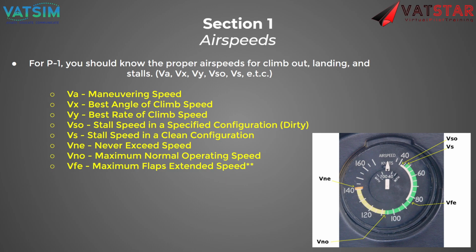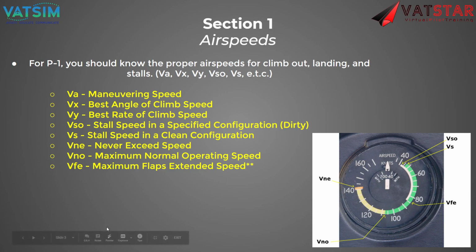Vx is velocity x, and that's the best angle of climb speed. You'd use that when you're taking off out of a short field, and that gets you the greatest climb over the shortest distance. VY is something you just use as a normal climb out of a regular runway. That's the best rate of climb speed, and that gives you the most altitude over a period of time. VSO is the stall speed in a specified configuration. We could say landing configuration. VS is the stall speed in a clean configuration. VNE is the never exceed speed.